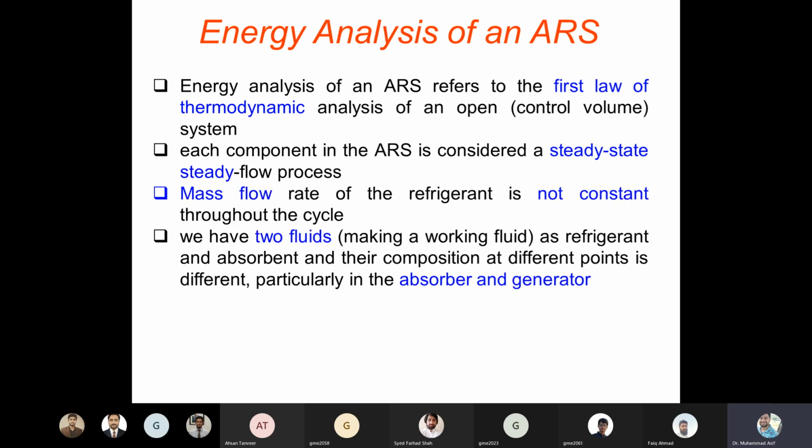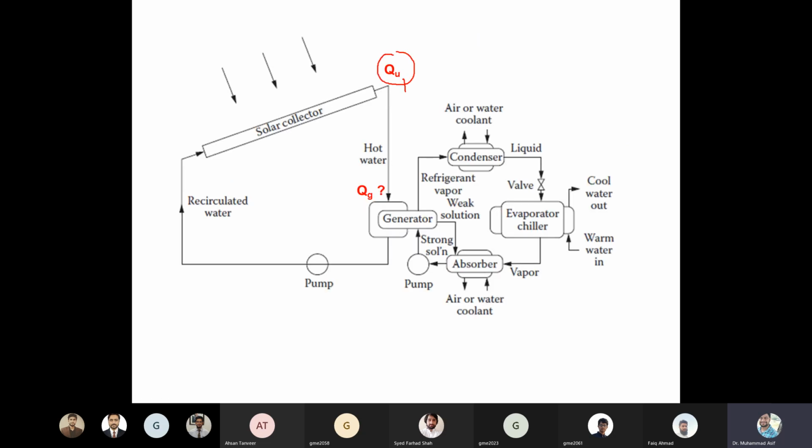And in that case, compared to the vapor compression process, the mass flow rate is not constant throughout the cycle. Just to show you, in vapor compression, we have just one refrigerant, right? So if we have one refrigerant, the same refrigerant mass flow rate will remain constant throughout the cycle. But this one is a combination of the refrigerant and the absorbent. So that means the mass flow rate will not be constant in that case.